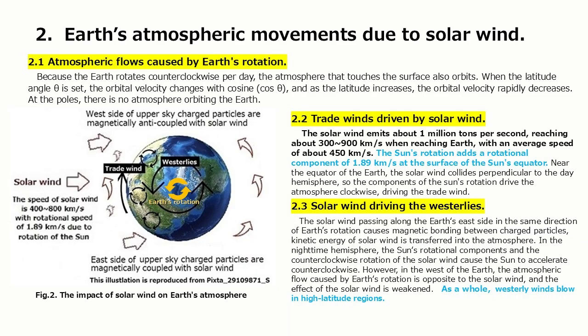Solar wind driving the westerlies. The solar wind passing along the Earth's east side in the same direction as Earth's rotation causes magnetic bonding between charged particles. Kinetic energy of solar wind is transferred into the atmosphere. In the nighttime hemisphere, the Sun's rotational components and the counterclockwise rotation of the solar wind cause the atmosphere to accelerate counterclockwise. However, in the west of the Earth, the atmospheric flow caused by Earth's rotation is opposite to the solar wind, and the effect of the solar wind is weakened. As a whole, westerly winds blow in high latitude regions.